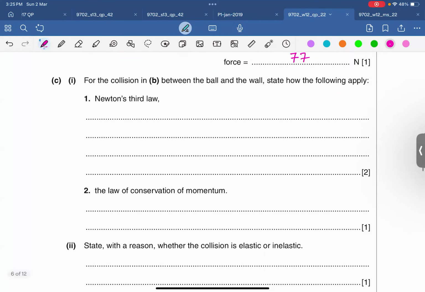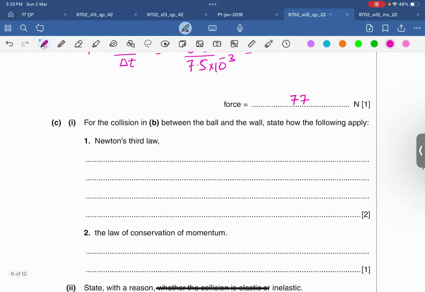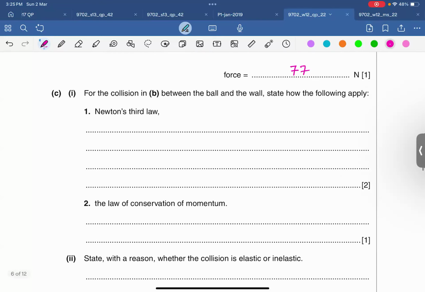Move ahead. For the collision in B between the ball and the wall, state how the following. I can't see it properly, sir, it's cut off on my screen. State how the following apply to Newton's third law. Fine, can you see it now? So they are asking you to apply Newton's third law in this case.